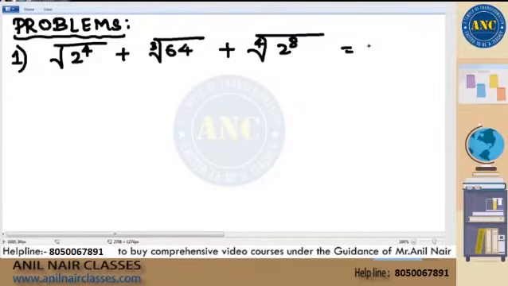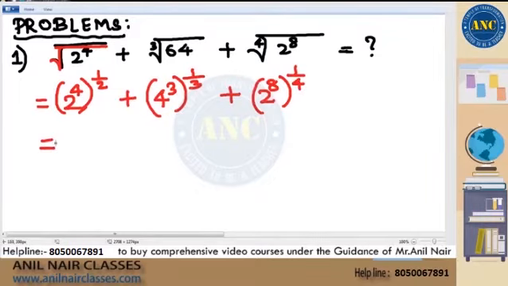One problem I am writing in detail. It is power 1 by 2. 64 I will write as it is. 64 is nothing but 4 power 3, right? Cube root is nothing but power 1 by 3. And 2 power 8 I will write as it is. Fourth root is nothing but power 1 by 4. Now, I also told you that (a power m) whole power n is nothing but a power m into n. So it is 2 power 4 into 1 by 2. You need not write all these things in the exam. I am writing for your understanding for the first question. 4 power 3 into 1 by 3. 2 power 8 into 1 by 4.